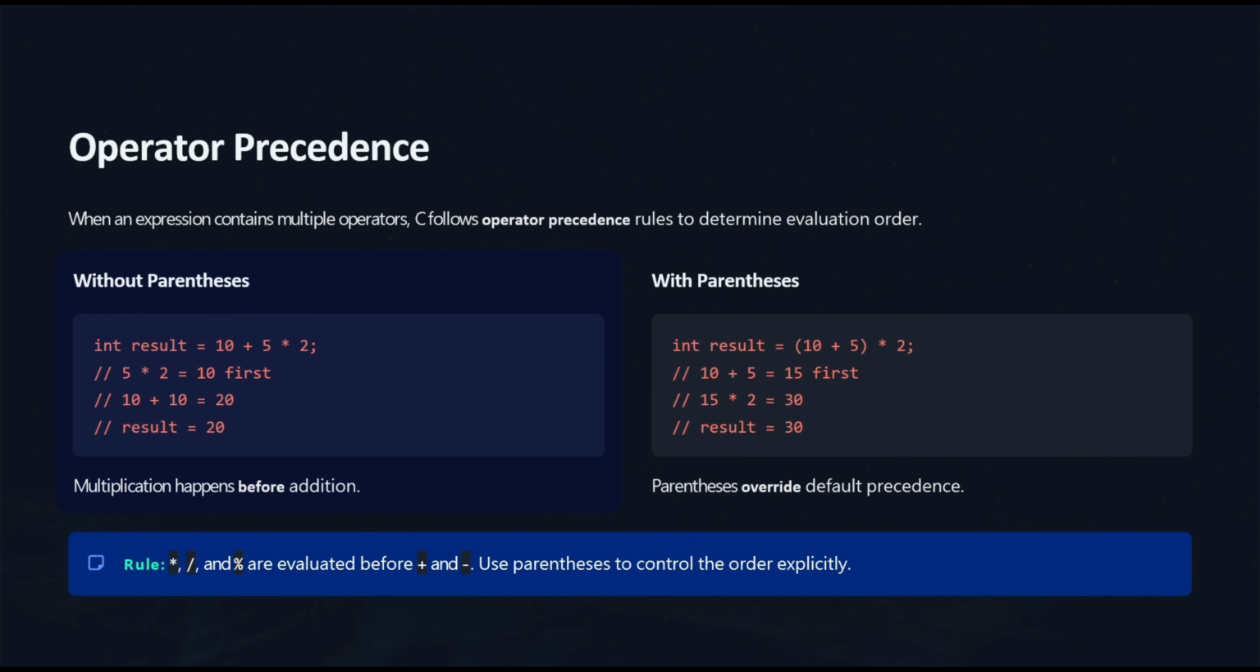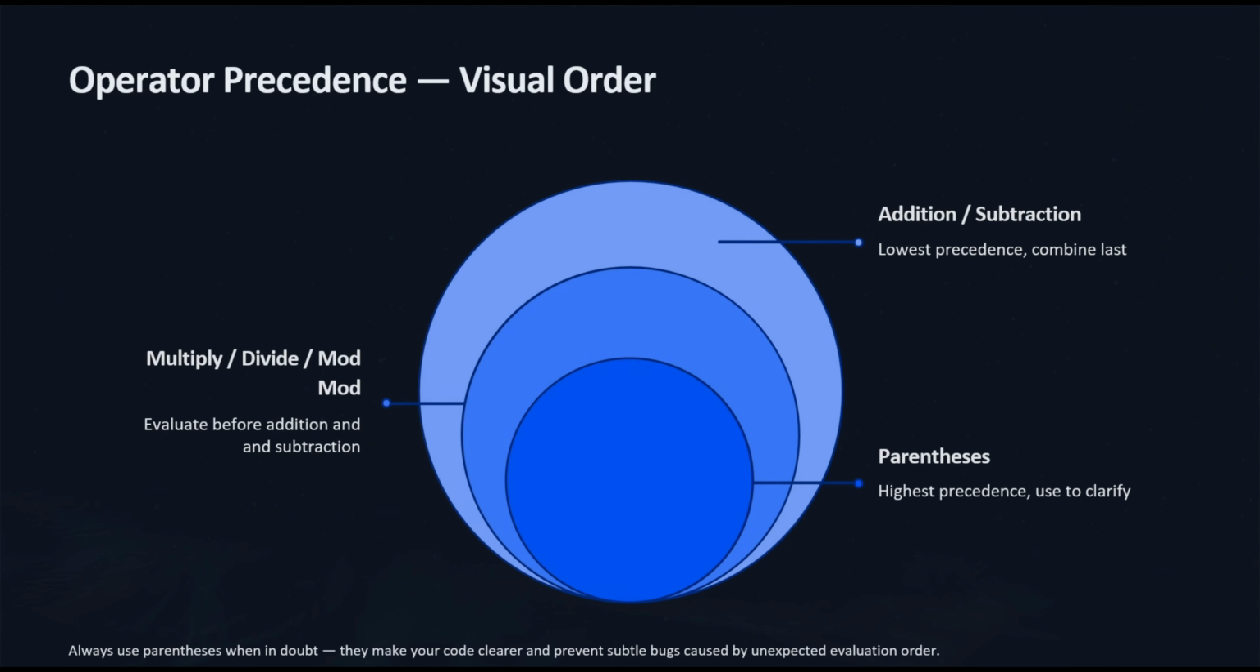Operator precedence. When an expression contains multiple operators, C follows operator precedence rules to determine evaluation order. Without parentheses: int result = 10 + 5 * 2. 5 * 2 = 10 first. 10 + 10 = 20, so result = 20. Multiplication happens before addition. With parentheses: int result = (10 + 5) * 2. 10 + 5 = 15 first. 15 * 2 = 30. Result = 30. Parentheses override the default precedence rule. Asterisk, slash and percent are evaluated before plus and minus. Use parentheses to control the order explicitly.